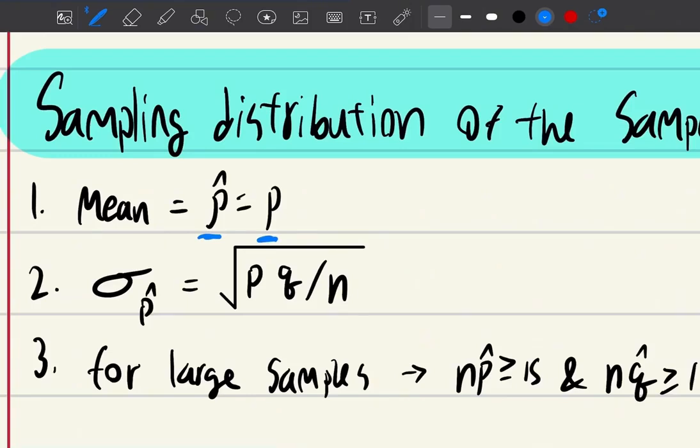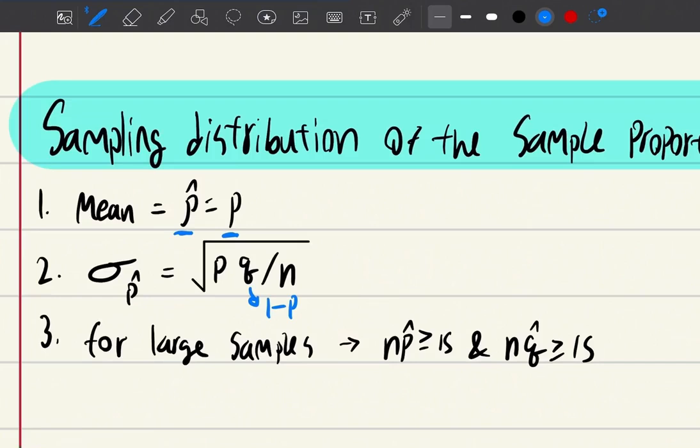The next one is the standard deviation of the sampling distribution, or sigma of p hat, which is equal to the square root of p times q divided by n. And q can also be written as 1 minus p.